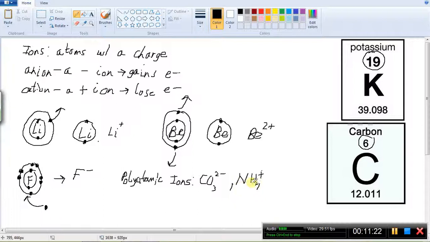Same thing, NH4, that's actually 5 atoms, right? 1 nitrogen, 4 hydrogens, that's 5 atoms. But overall, they act as a +1, a 1 positive charge. So that's what polyatomic means. Poly, the prefix here, means more than one. Polyatomic, more than one atom, and then they're ions, right, because they have a charge.